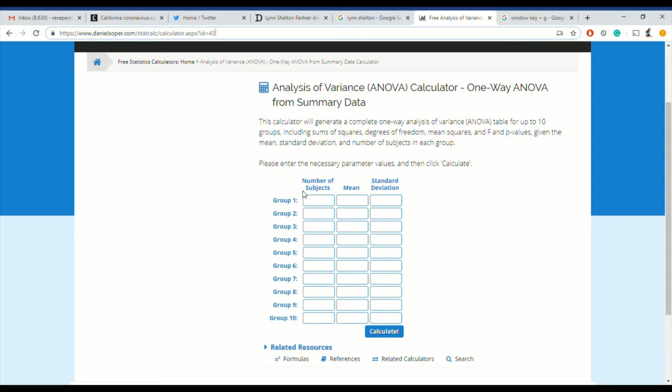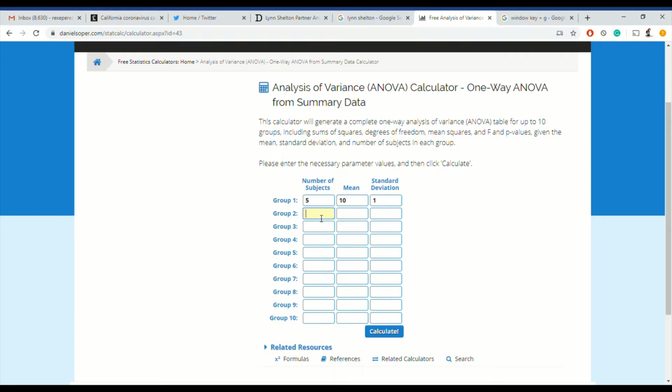So if they give us summary statistics, we just Google ANOVA calculator, and I found this one that's pretty good. Daniel Soper, don't know who that is, but he has a nice little ANOVA calculator here for us. So group 1, number of subjects N, it's 5. The mean was 10, standard deviation of 1. So just be careful when you're putting in the data.